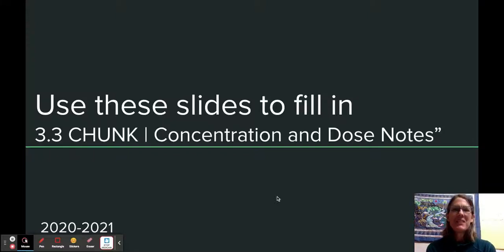Hi, chemists. Use these slides to fill in the 3.3 chunk concentration and dose notes worksheet. You should have it open in Notability already and do a split screen. If you don't, pause and go back to get that from Schoology. And then pause anytime you need to fill in the blanks if you need more time.